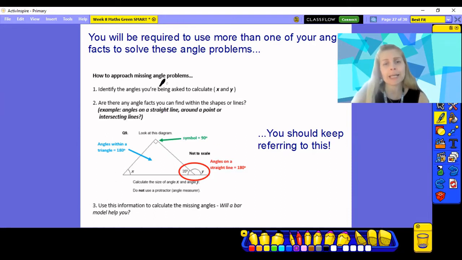You should be continually referring to this process to help you in your problem solving. Bar models will be able to help model the process, but they won't necessarily be able to give you the answer. They just give you a way of demonstrating and displaying the calculations that you are doing.